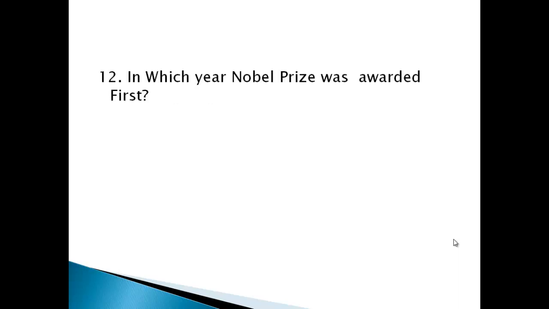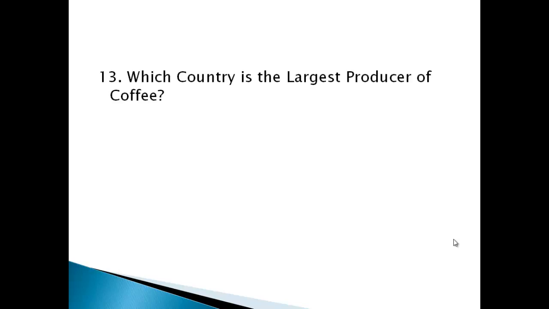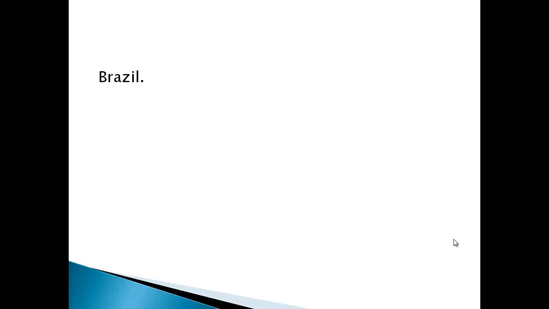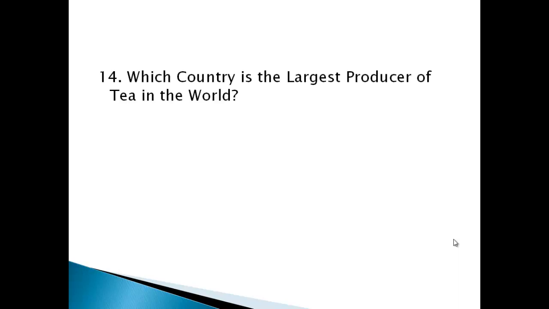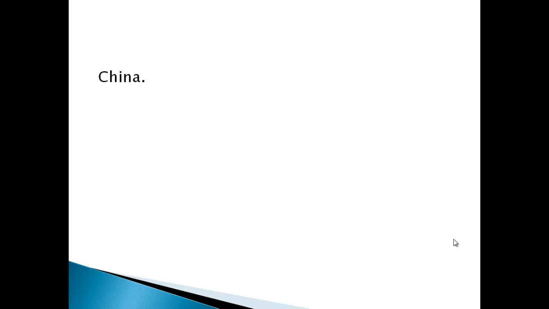In which year Nobel Prize was awarded first? 1901. Which country is the largest producer of coffee? Brazil. Which country is the largest producer of tea in the world? China.